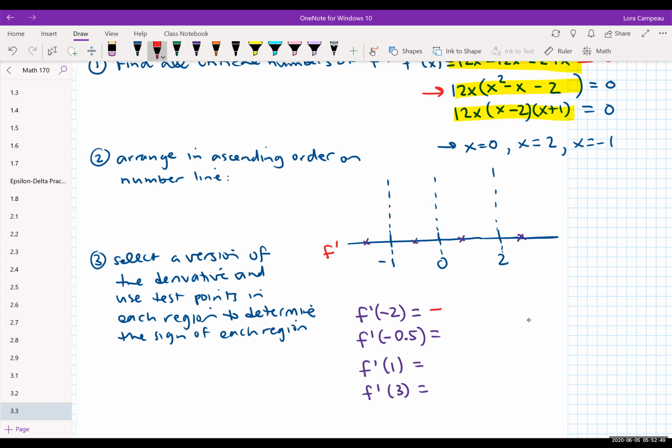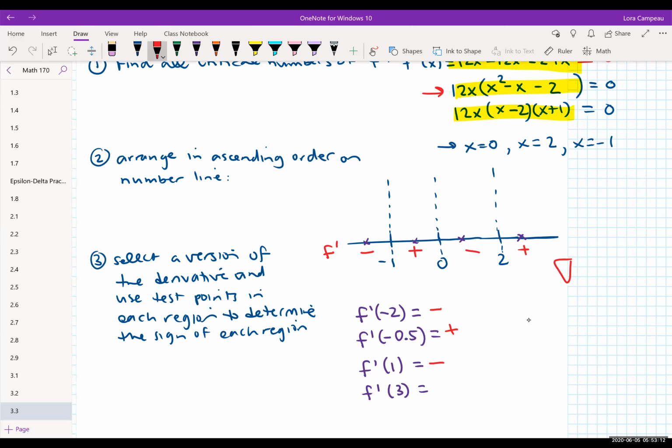This is where I'm thinking. The first derivative is negative here. At -0.5, if you look at the graph for the y2's one more time, we're getting positives. And at 1, we're getting negative. And at 3, we are getting positive.